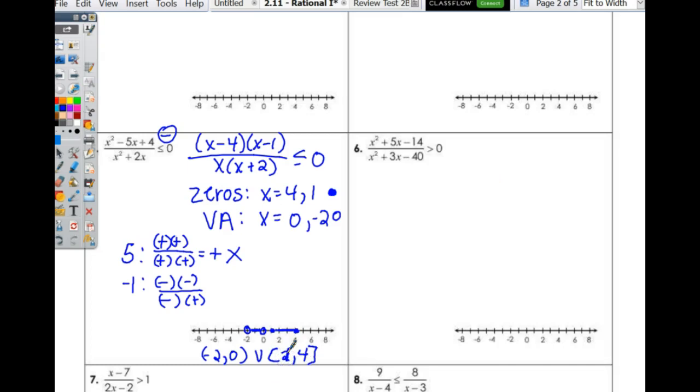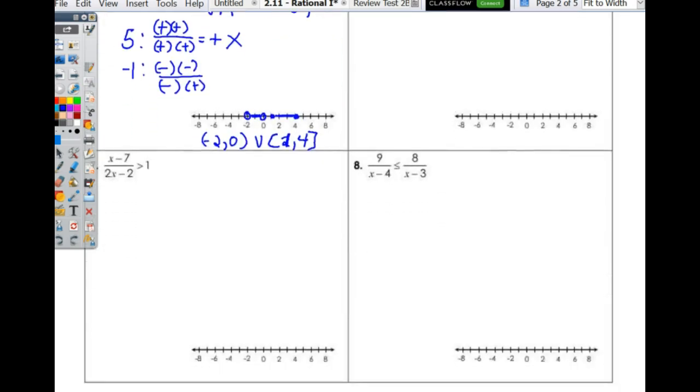I think it's a 1, sorry. It is a 1. Open circles get parentheses. Unless it's a vertical asymptote, it's an open circle.